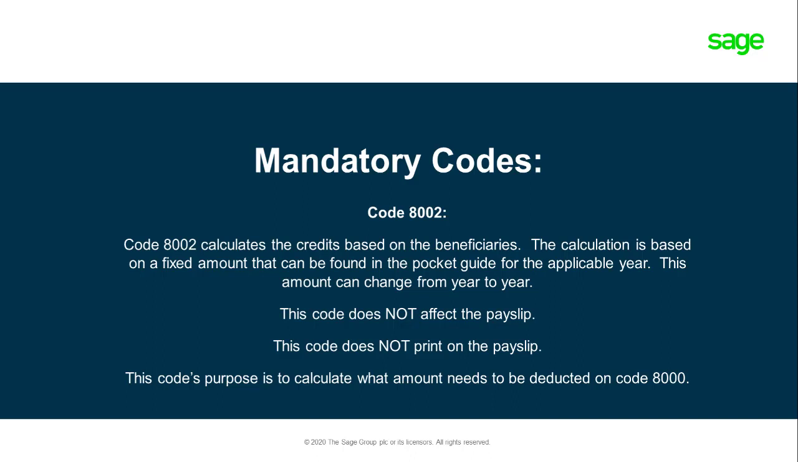The code 8002 is what we refer to as a ghost transaction. It does not affect the payslip or print on the payslip. Its sole purpose is to calculate the amount of the tax credit based on the number of beneficiaries. The amount per beneficiary can change from year to year, so check the relevant year's pocket guide to check the tax credit amount per beneficiary.